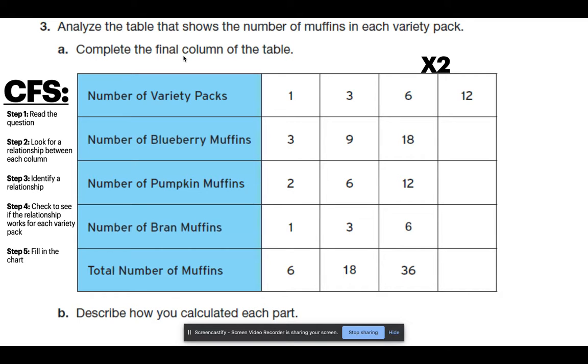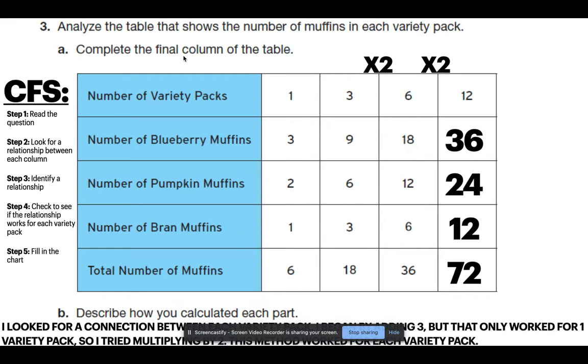So 3 times 2 is 6, and 6 times 2 is 12. But let me just make sure that that works for all of them. 9 times 2 is 18. Yes. 6 times 2 is 12. Got it. 3 times 2 is 6, and 18 times 2 is 36. So we're multiplying everything by 2. Got it. So 18 times 2 is 36, 12 times 2 is 24, 6 times 2 is 12, and 36 times 2 is 72. But how did I get my answer?